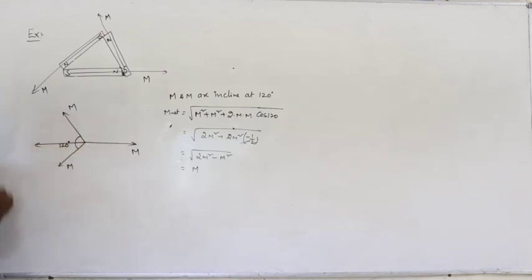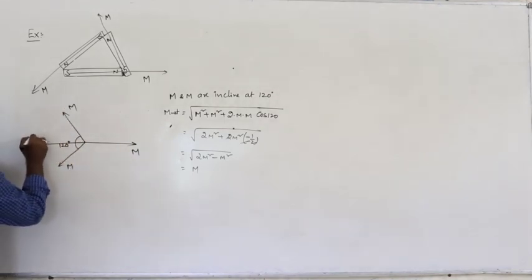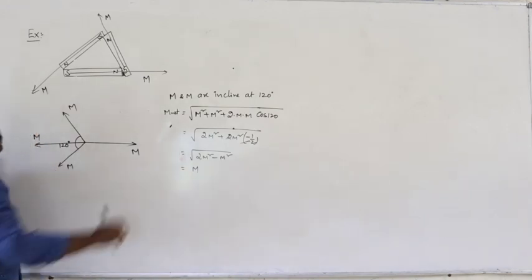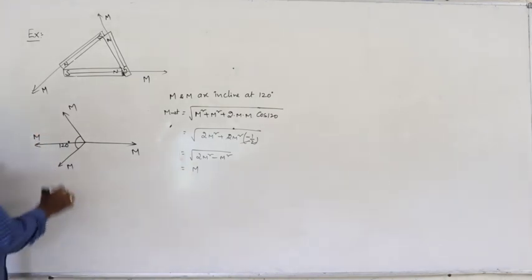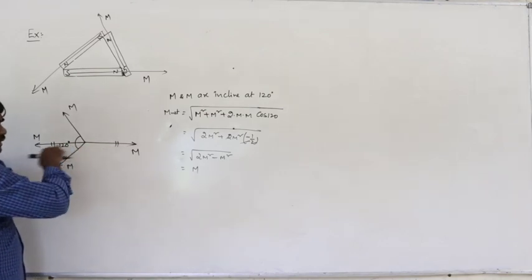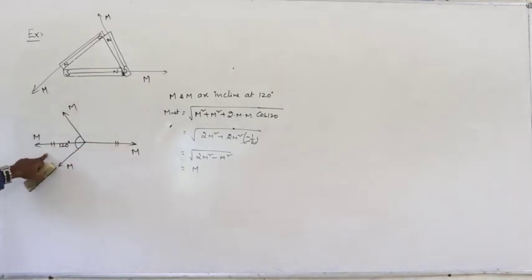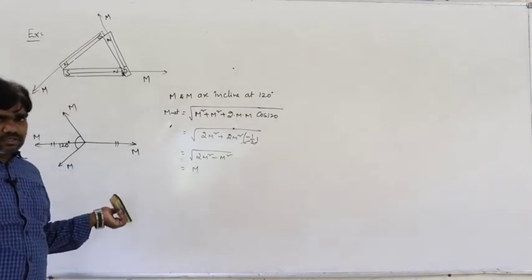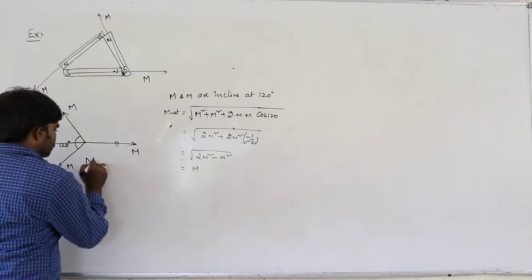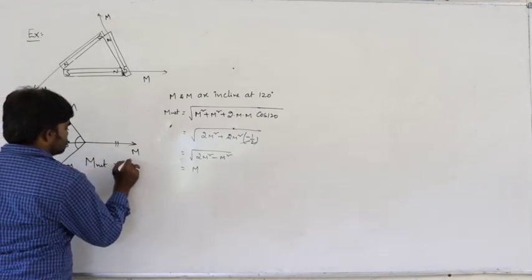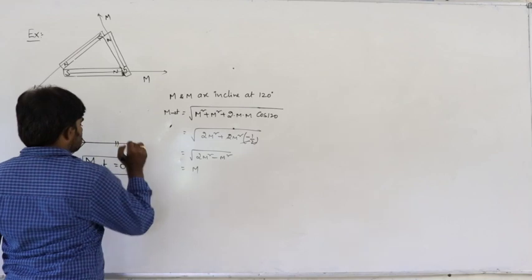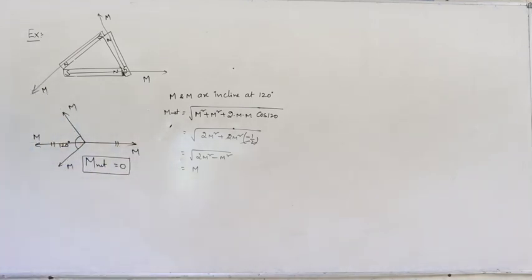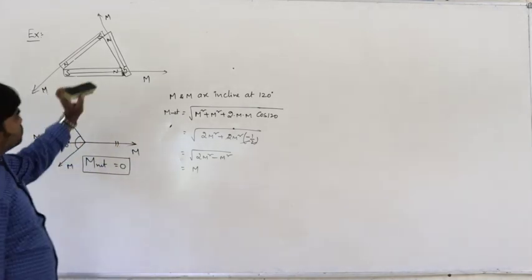This vector is in this direction, this vector is in this direction. The resultant must be in this direction. This is also m. What is the resultant we got? M. This m and this m are in opposite directions. So the resultant magnetic moment, m net, in this situation is equal to 0. So the resultant magnetic moment in this situation must be equal to 0. So that is the concept.